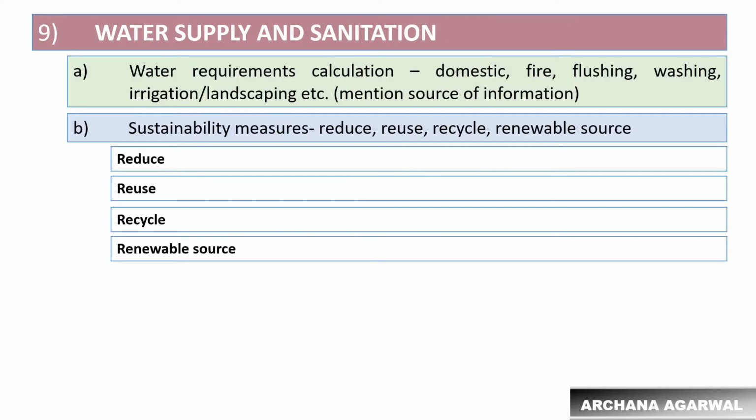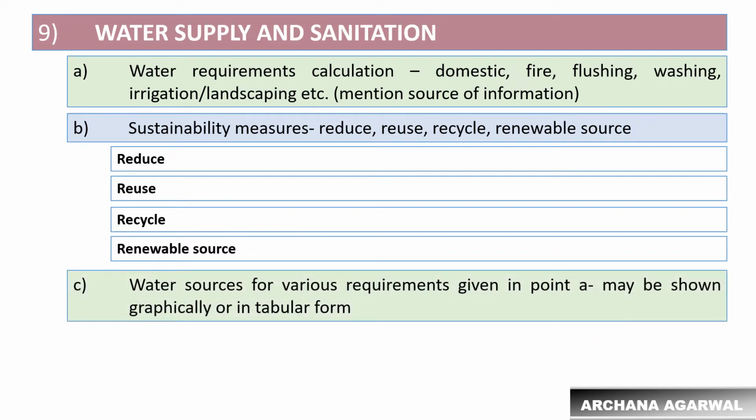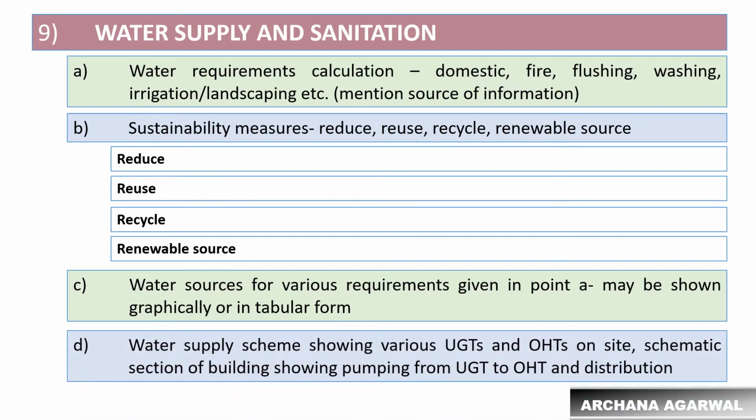The water required by your project for various purposes was mentioned by you in point number 9A. And now, after describing all the systems proposed by you, you shall be justifying how you are meeting those demands through the various systems. Draw water supply schematic to explain the various sources of water and the distribution system.